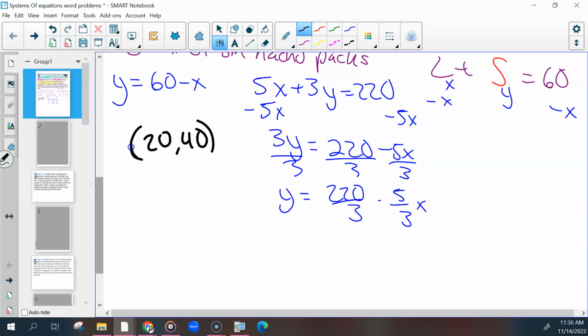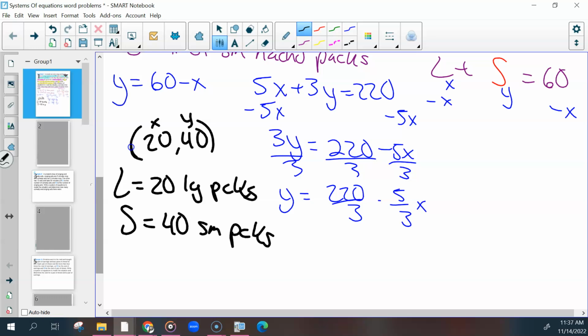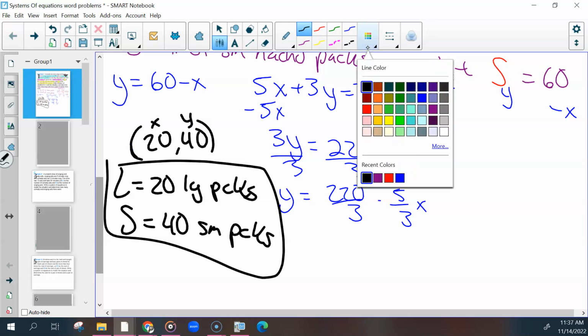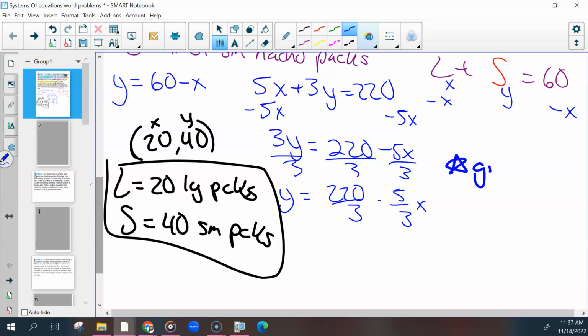But I don't know which one is which if you just write this. If you didn't start off with x and y, you need to put these back as whatever the variables were. Since x was L, L would be 20 large packs of nachos. And then y was S, so S would be 40 small packs of nachos. And that would be your answer. You would have already shown that you solved for y, so that would be part of your work. The other work, you would just say you graphed in the calculator, and that's how you got that intersection.